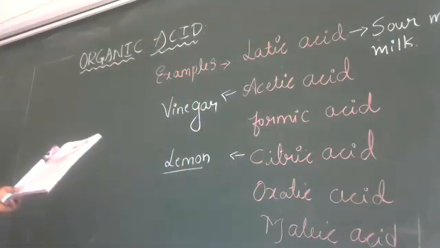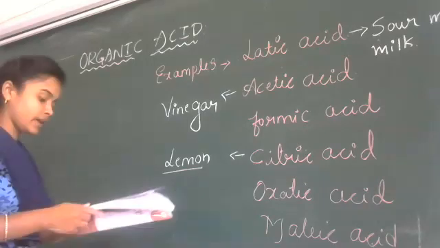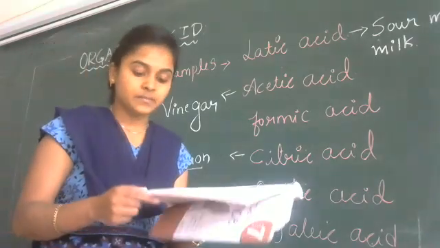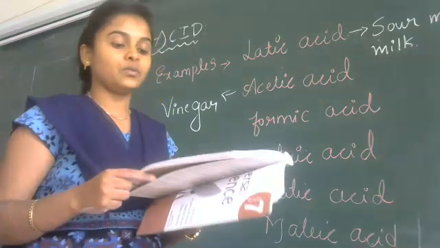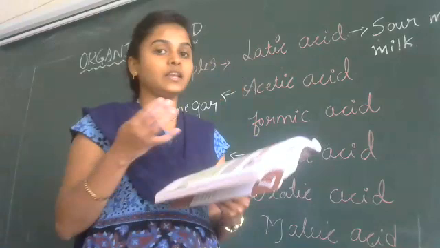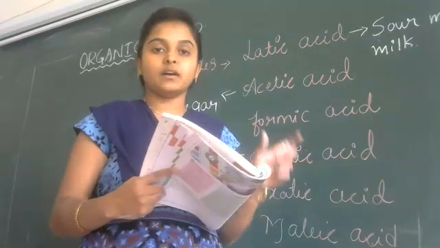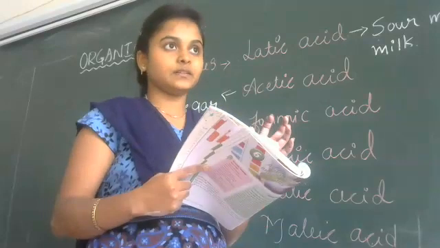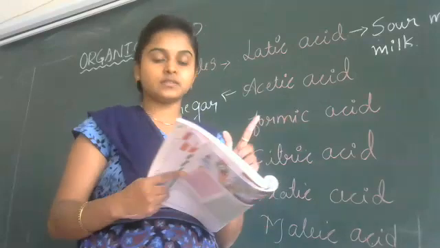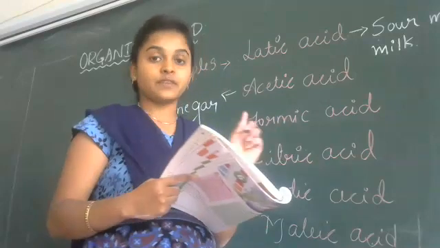Next one, we can have some of the acids like carbonic acid. So please open your page number 75, and there you have sources of acid, from which food products we can get this acid. So citric acid occurs in lemon and oranges, lactic acid from sour milk, and acetic acid from the vinegar.